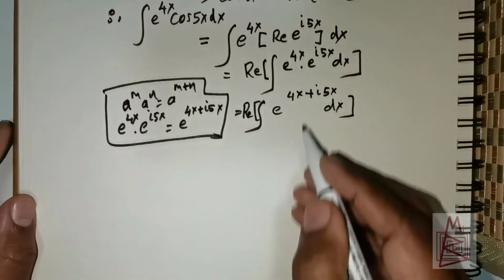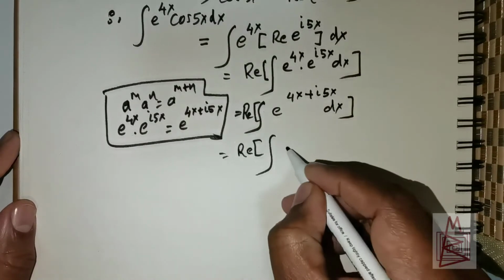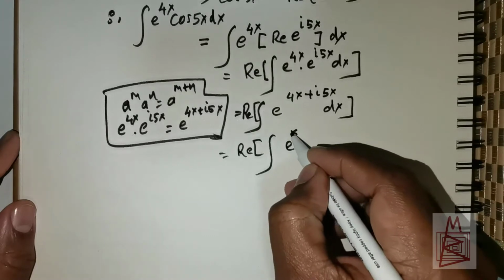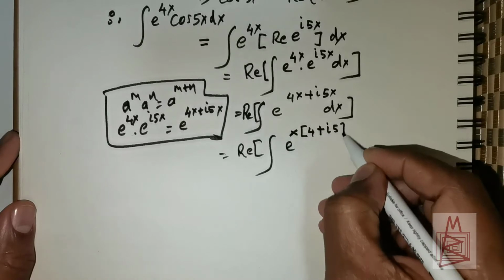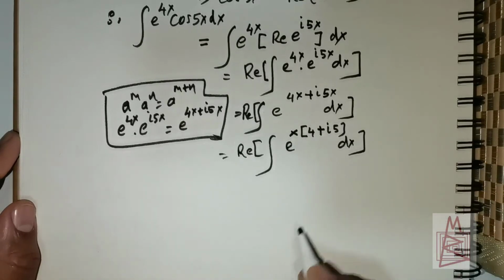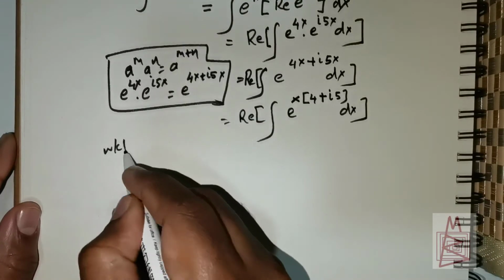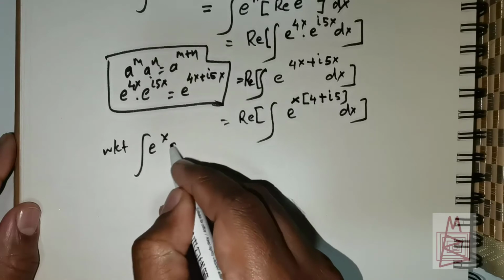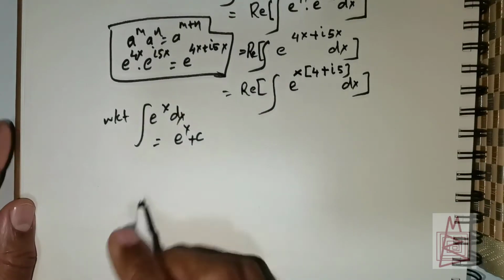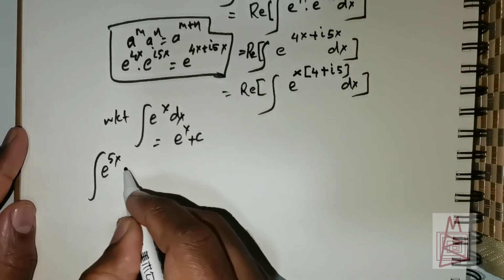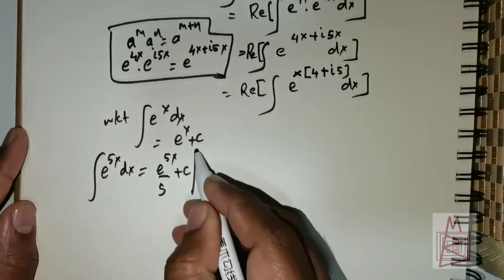Now what I need to do is take the x out, so that is going to be e raised to the power x taken out. I would be getting (4+i5) dx, close the parenthesis. So this is basically a constant. Now we know that the integral of e^x dx is e^x plus an arbitrary constant c, and the integral of e^(5x) dx is going to be e^(5x) divided by 5 plus an arbitrary constant c.